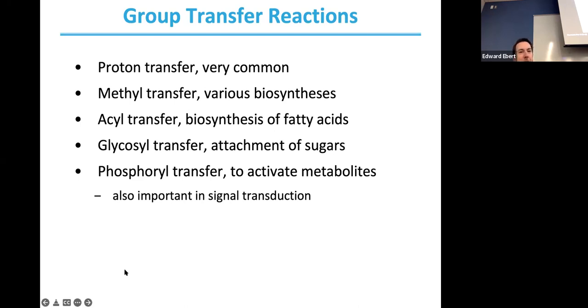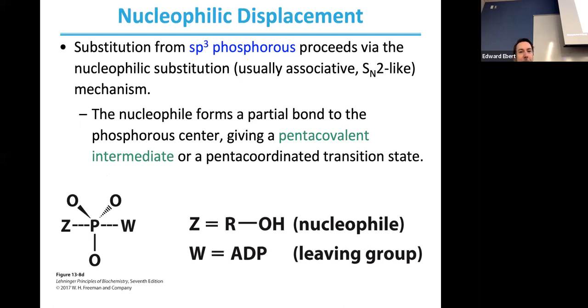Group transfer reactions can be as simple as a proton transfer to as complex as a myristoyl group or something crazy like that. We'll often look at methyl groups, acyl groups, glycosyl and phosphate groups. We'll see these as being important in signal transduction as well. It's kind of like turning on a light. We add a phosphate group, it's like, oh, turn it on. Take away a phosphate group, we turn it back off.